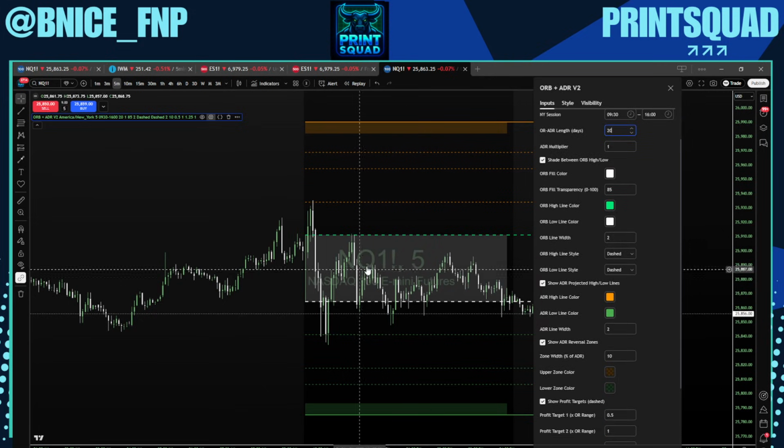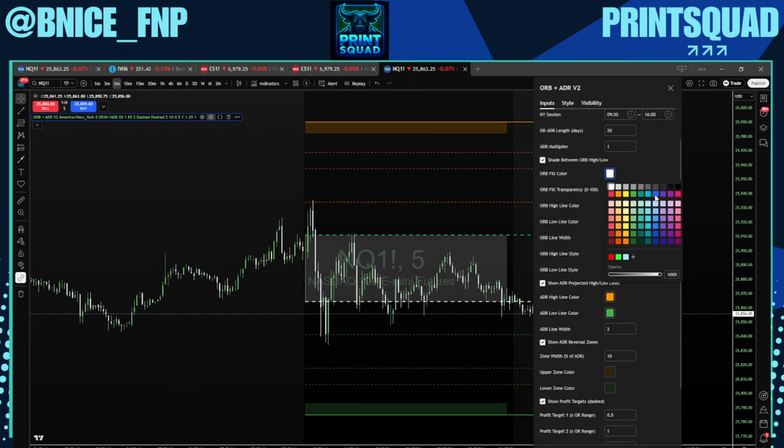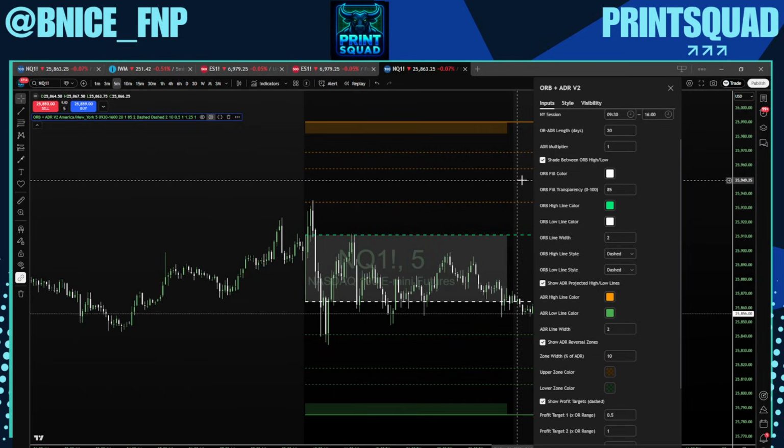Now, when you look at the shading, this ORB fill color is the shading. I think by default it is blue, but if you want to change it to something else, you can do so. I like mine to be a little gray box just because I have a black background. Then you can change the transparency to whatever you want it to be. I recommend not having it super dark, but you can adjust it. Mine is set to 85.